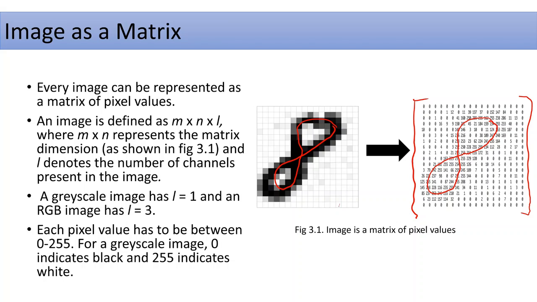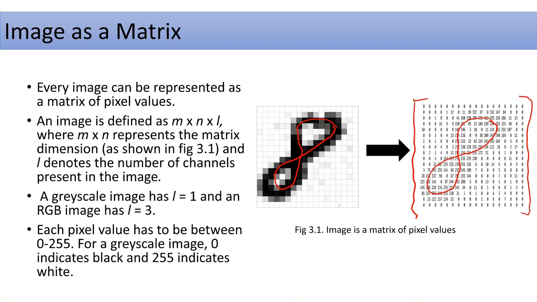This image is also called a grayscale image. This is so because there are only two colors, like black and white. An RGB image, which is a colored image, has three channels, namely red, green, and blue.